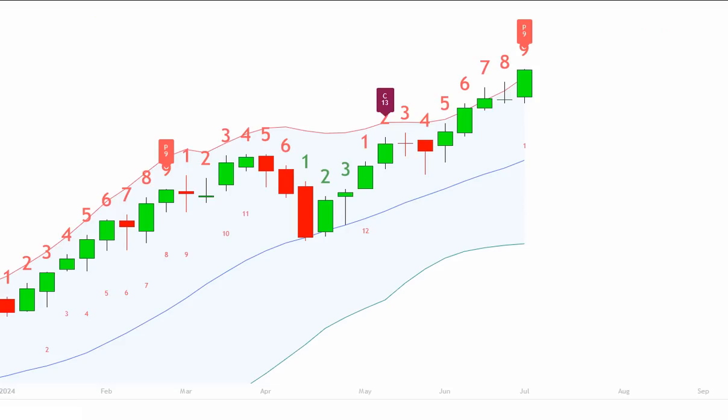I also want to point out again, I warned you last week about the potential 9 count completing this week, and it did complete. You had to have bar 8 or 9 above bar 7. Both of them were. So again, we had a perfected sell signal. It just shows price exhaustion. Now sometimes the candle count plays out immediately.